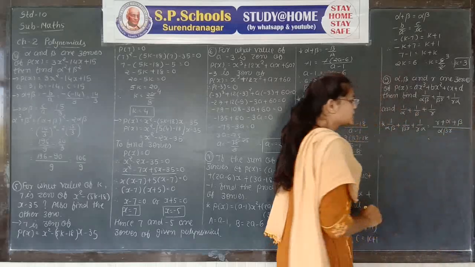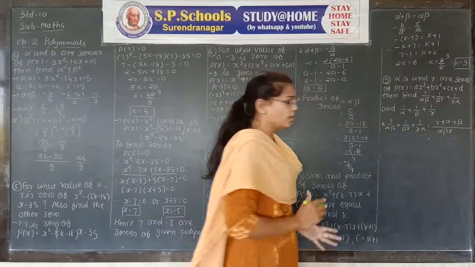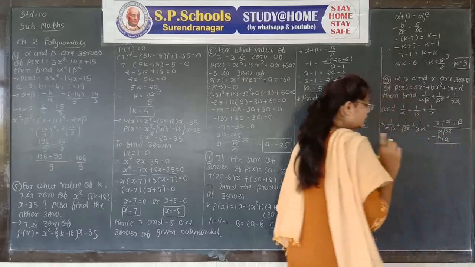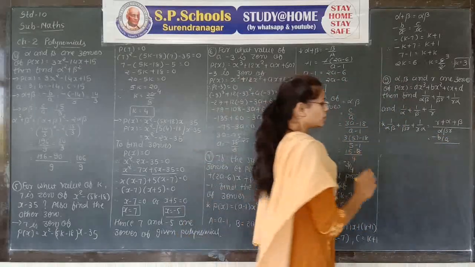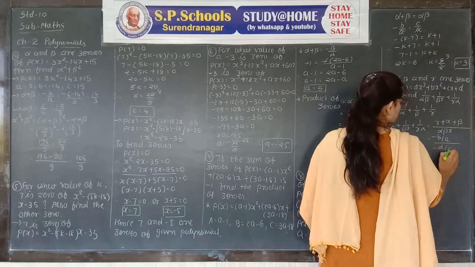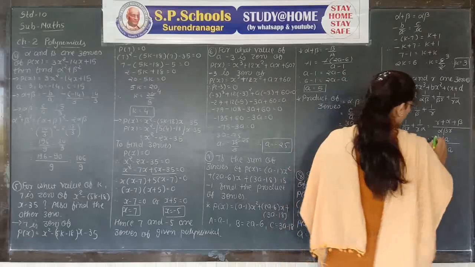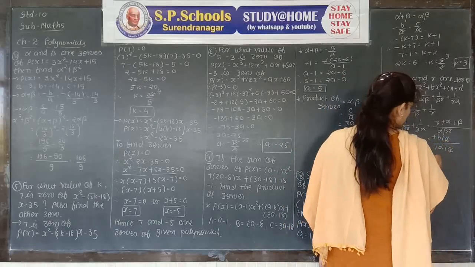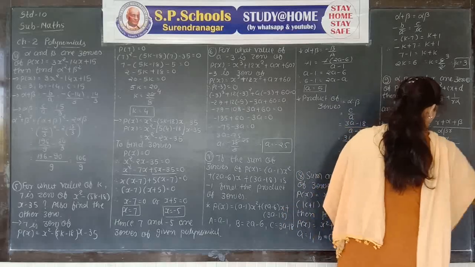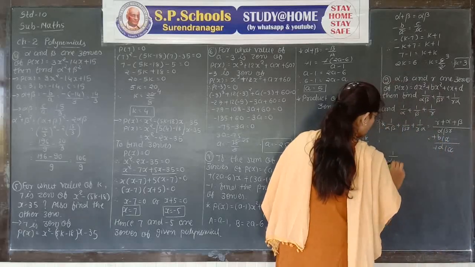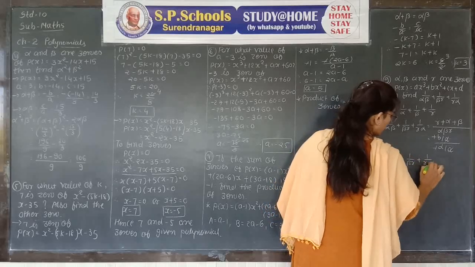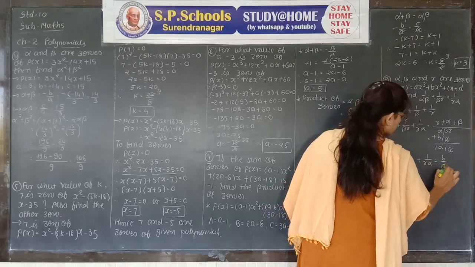Now alpha plus beta plus gamma is the sum of zeros, minus b upon a, and alpha into beta into gamma is the product of zeros for the cubic polynomial, which is minus d upon a. Now minus minus cancels, a cancels, and we get b upon d. The b upon d is the value of 1 upon alpha beta plus 1 upon beta gamma plus 1 upon gamma alpha, which is equal to b upon d.